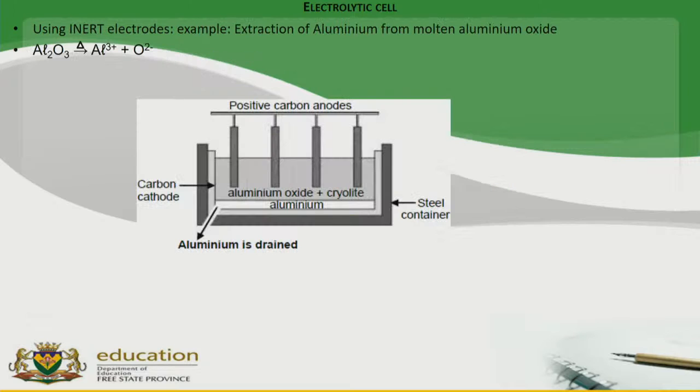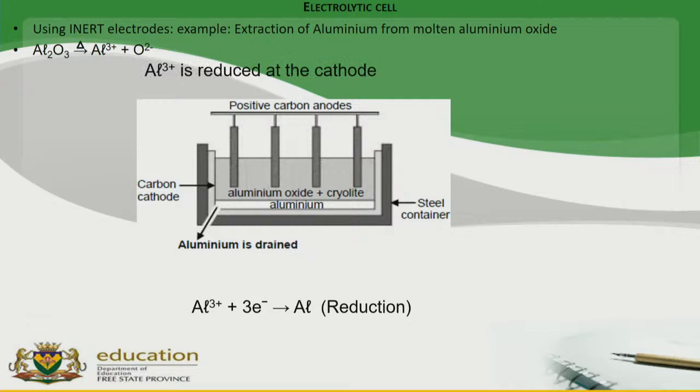And then the last electrolytic cell that you were expected to know is the extraction of aluminium from molten aluminium oxide. In this case, aluminium oxide is heated to form aluminium ions and oxide, or oxygen ions. And you must also remember why cryolite is used. Now, what happens as aluminium oxide is heated? Aluminium ions and oxygen ions are formed.